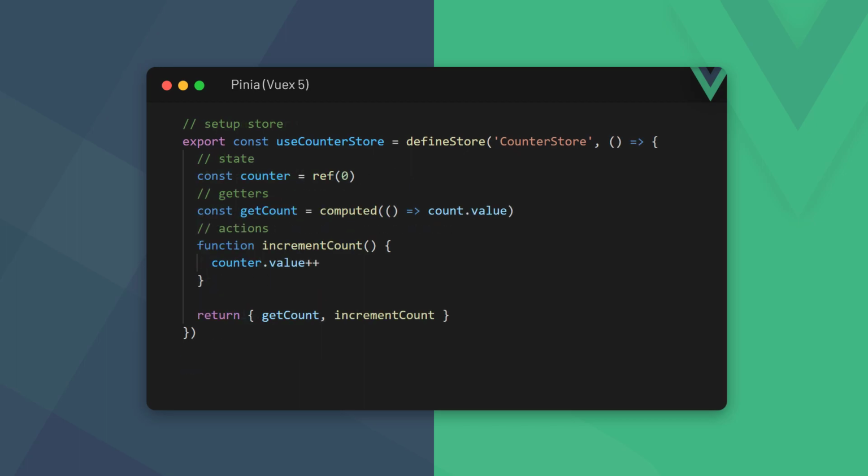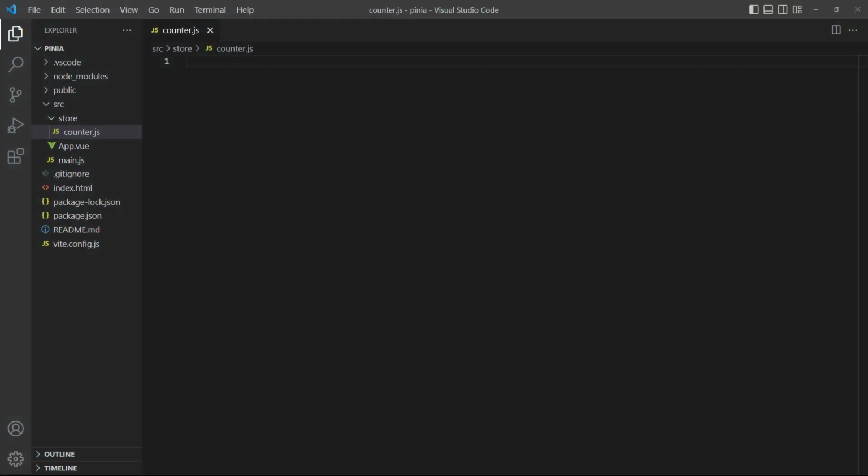The setup store is the composition API's version of it. In a setup store, refs are the state, computeds are the getters, and functions are the actions. For our first example, we've created a new counter.js file in the store folder in the root of our project.